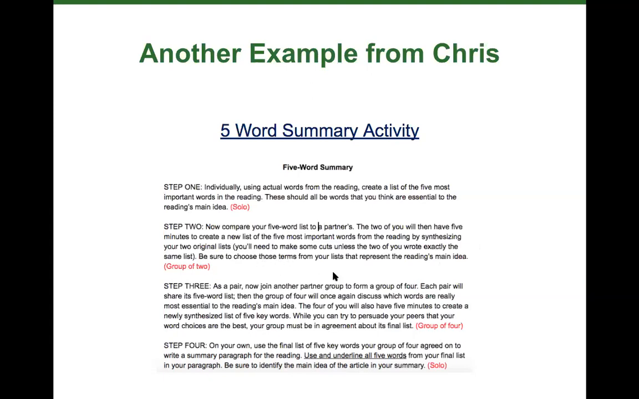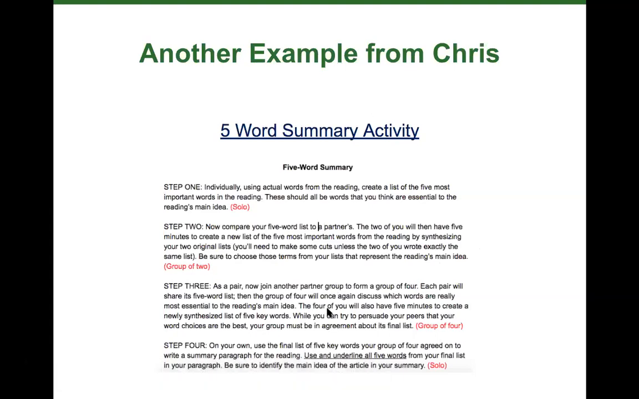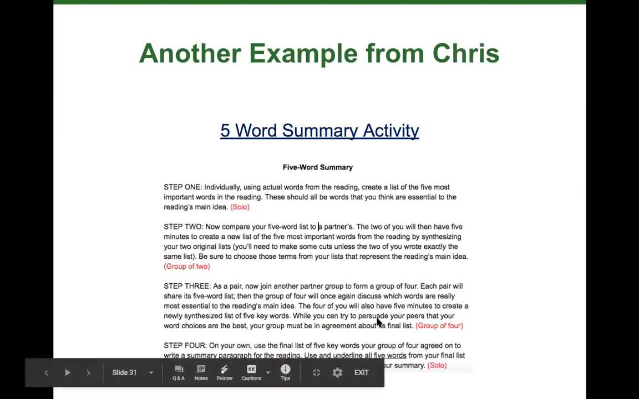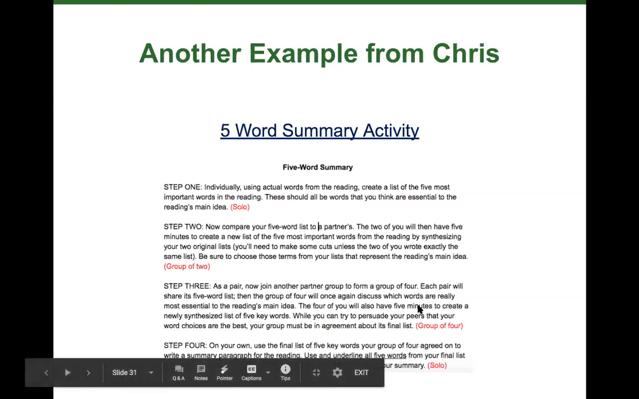There's a lot of learning that happens there. And then step 3 is your pair joins another pair, and now you have a group of 4. And each group of 4 has to then come up with another list of 5 words. So you've got 5 minutes now to come up with a list from both of the partner groups. You've got to leave this step with a list of 5 words that your group of 4 agrees are the most essential to understanding that reading.